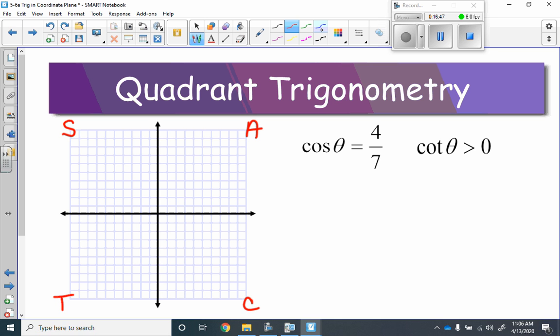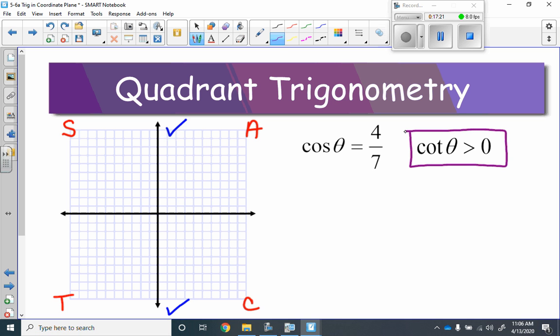So where I look here and I see that cosine is positive, I know that cosine is positive in the first quadrant. It's also positive in the second or the fourth quadrant. So in trying to figure out this problem, I have to set up a triangle, and I need to know which quadrant to set it up in so that I have the corresponding ratios have the correct sign value associated with them. So then I look at this next piece of information that's given to us here, and it says that cotangent of theta is greater than 0.